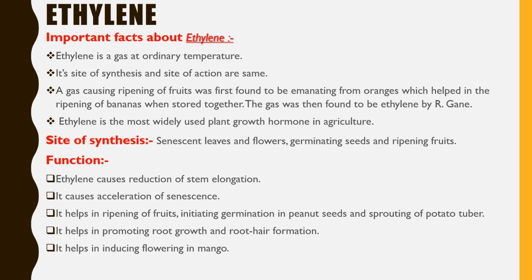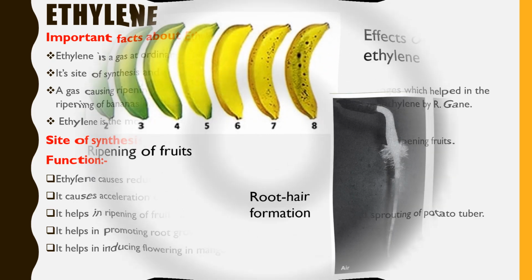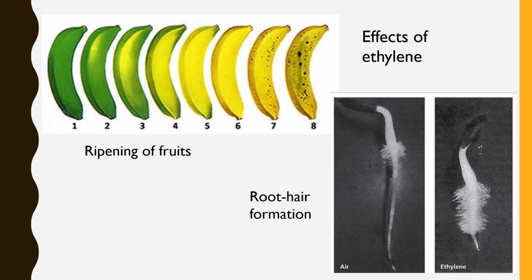It helps in ripening of fruits, initiating germination in peanut seeds and sprouting of potato tuber. It helps in promoting root growth and root hair formation. It helps in inducing flowering in mango also. You can see in the picture the functions of ethylene, that is ripening of fruits and root hair formation.